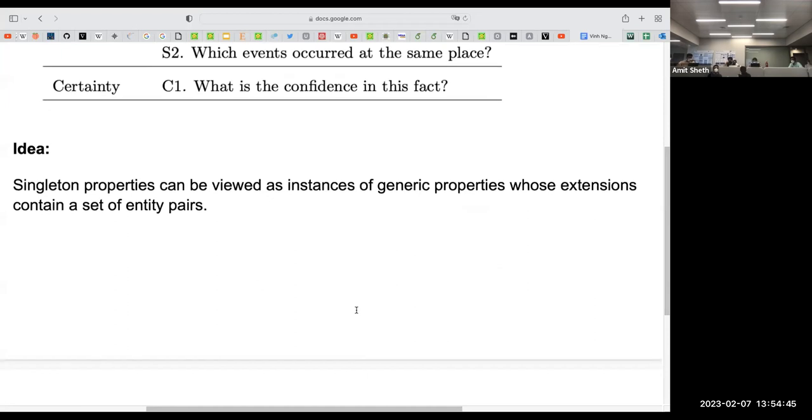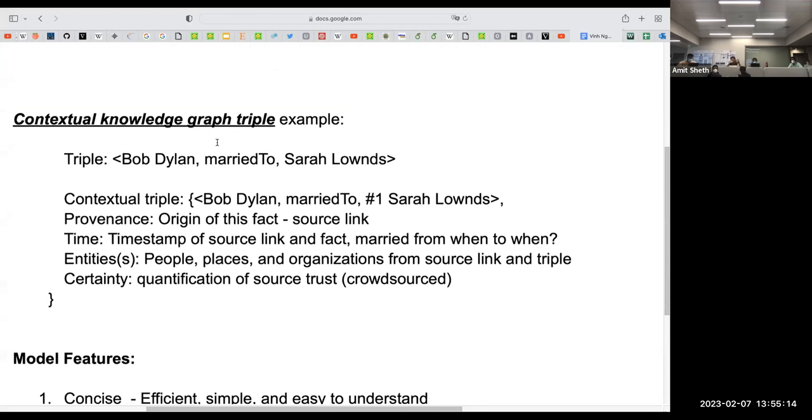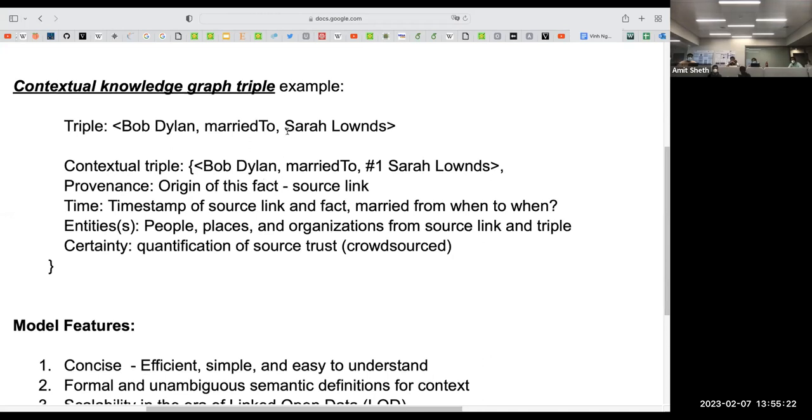Then her invention was something called singulative properties. They can be built as instances of generic properties whose extensions contain a set of integers. To put it simply, suppose there is a category called Bob Dylan's wife, and then I name one of the ladies as the wife, and then I search for every piece of information about this lady and label them. What we are getting is a triple: Bob Dylan married to this lady. Then the context of this singulative property is where, when, entities, and certainty. This means that we have contextualized this particular person entity we would like to infer.